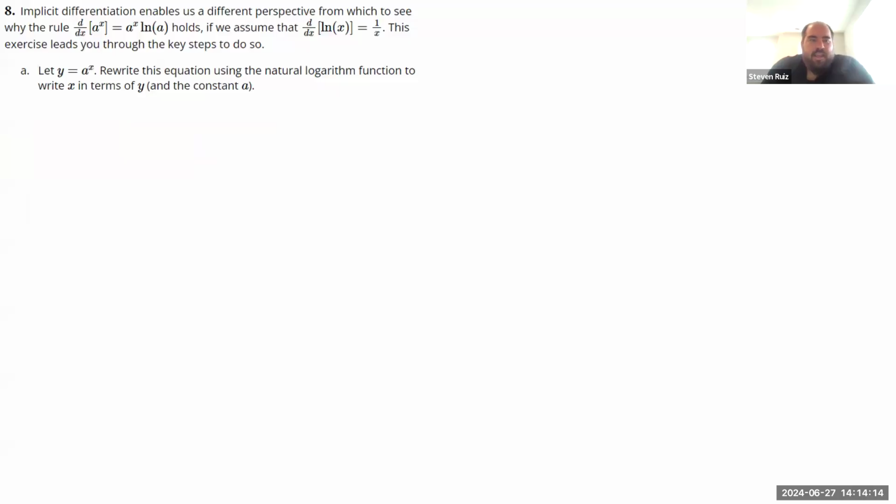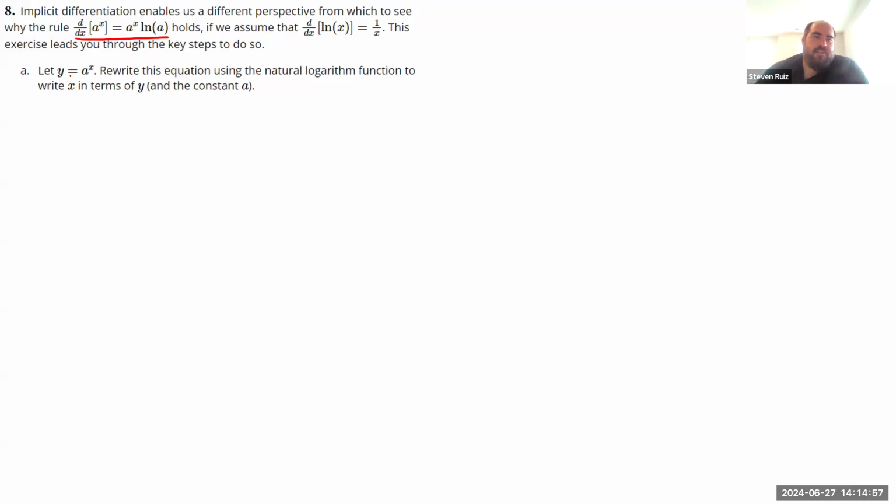All right, let's look at exercise 8 from section 2.7. The purpose of this one is to use this new technique we've learned, implicit differentiation, to give ourselves another way to prove a derivative rule we already know. Namely, we know that the derivative of an exponential function is equal to that same exponential function times the natural log of the base. I think this was actually one of the first derivative rules we went through, but basically, we have another approach we can get there.